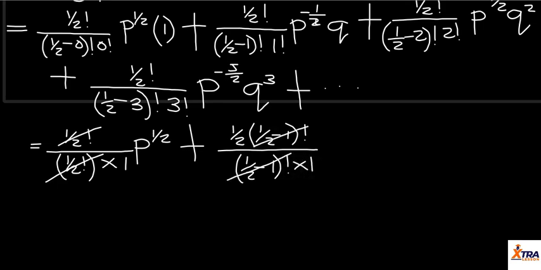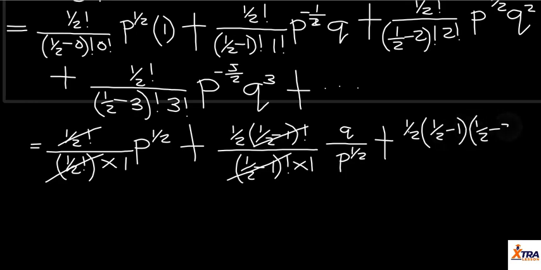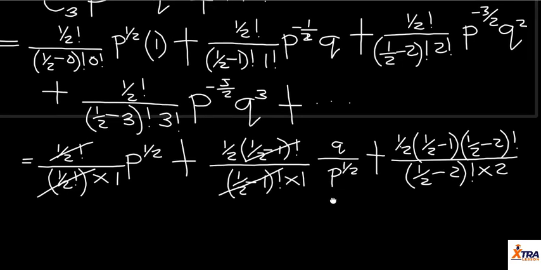So this cancels out this. We are left with (q over p) raised to the power 1 over 2 from our knowledge of indices, plus the next term. We have 1 over 2, 1 over 2 minus 1, 1 over 2 minus 2 factorial, all over 1 over 2 minus 2 factorial times 2. Well, we know that our value here will now be (q squared over p) raised to the power 3 over 2.